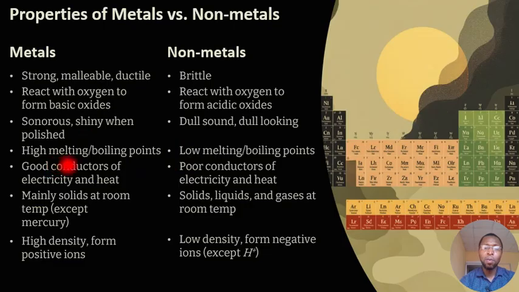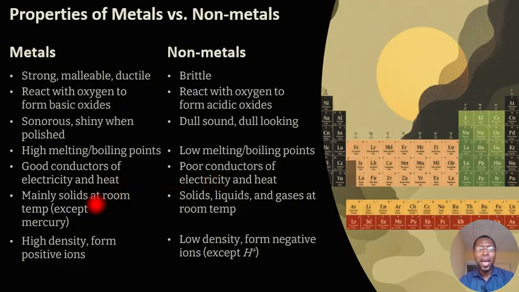Then another property of metal is that they have high melting point as well as high boiling point, while non-metals have low boiling point and low melting point. Metals are good conductors of electricity and heat, as we said from the beginning of this lesson. On the other hand, non-metals are poor conductors of electricity and heat.